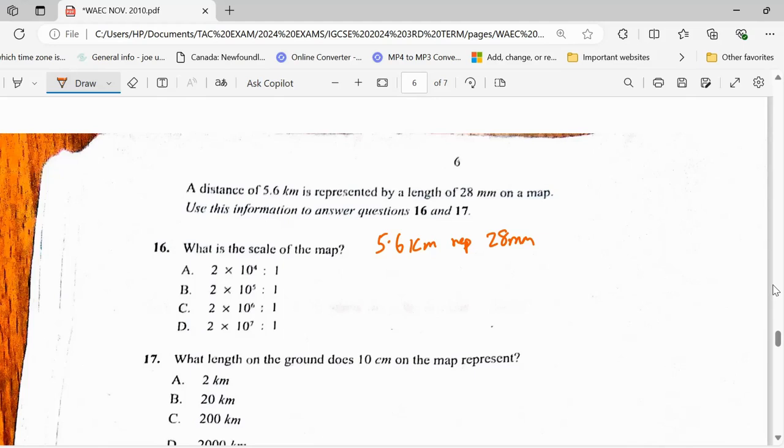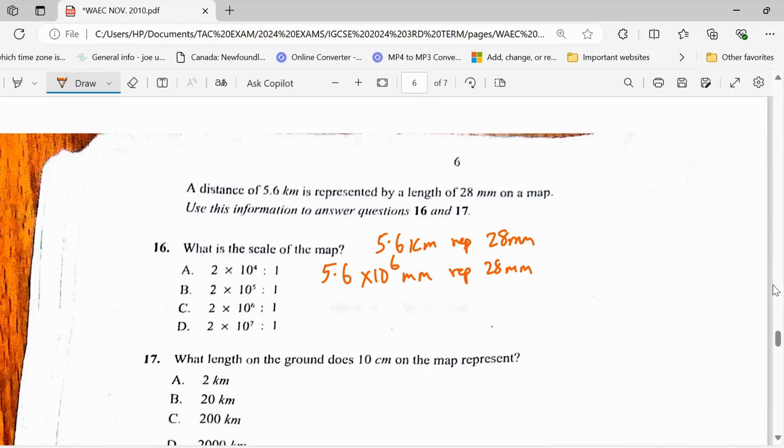Of course, this represents 28 millimeters, meaning that if I take this to meter, I'm going to multiply by 1,000. Take it again to millimeter, another 1,000. That means I'm multiplying by 1 million. If I look at 5.6 times 10 raised to power, 1 million has 6 zeros. So this is millimeter. We now represent 28 on the map, 28 millimeter on the map.